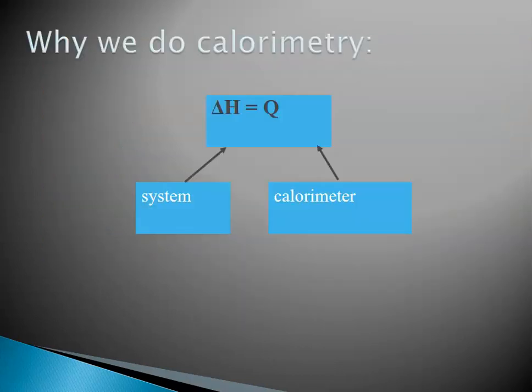The reason why we do calorimetry is to determine the change in molar enthalpy of the reaction. Change of molar enthalpy is written with a delta H. In a calorimeter, the change in molar enthalpy is equal to the energy taken in or released from the water.